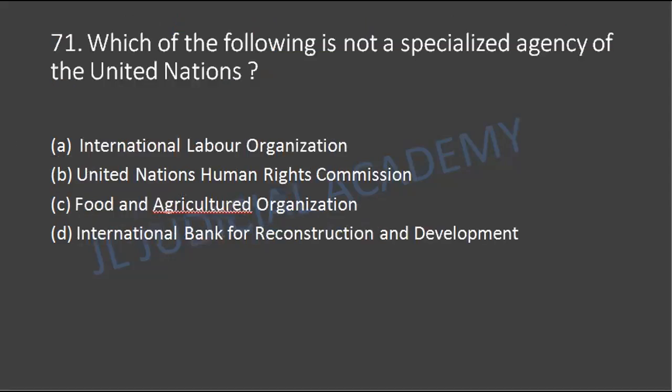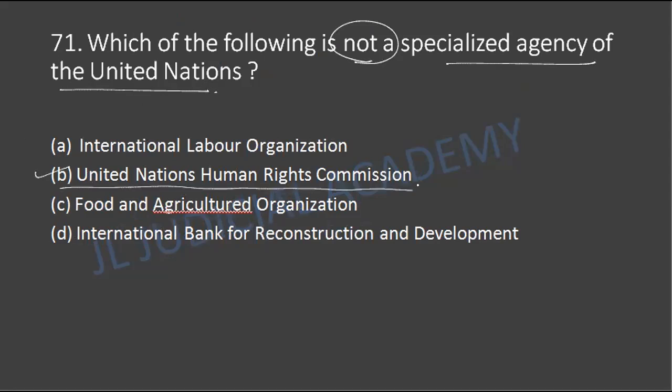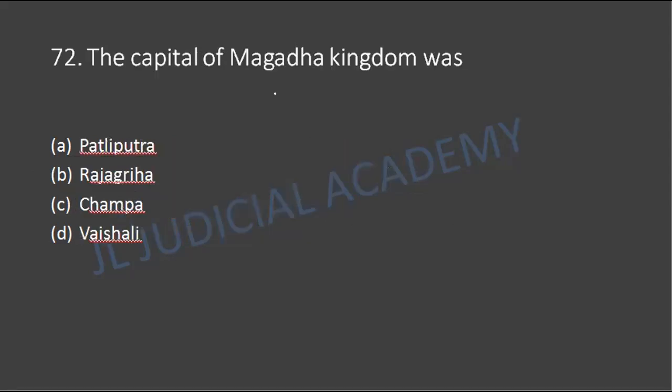Next, which of the following is not a specialized agency of the UN? The answer is B, United Nations Human Rights Commission. The UN Human Rights Commission is not a specialized agency. Next, the capital of the Magadha Kingdom was what?